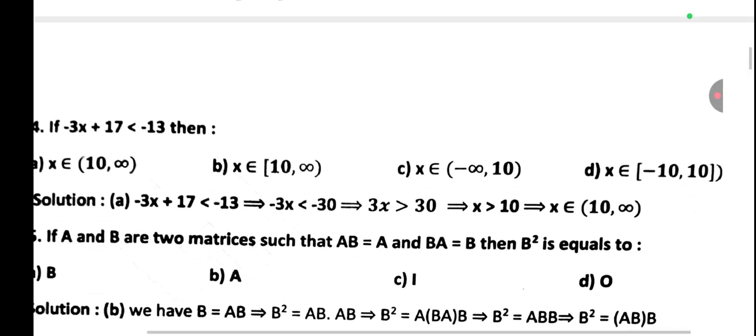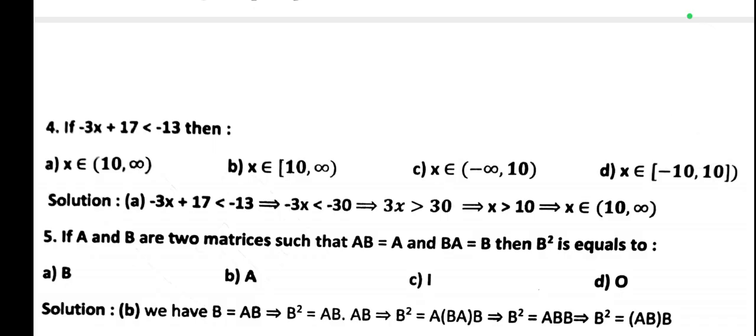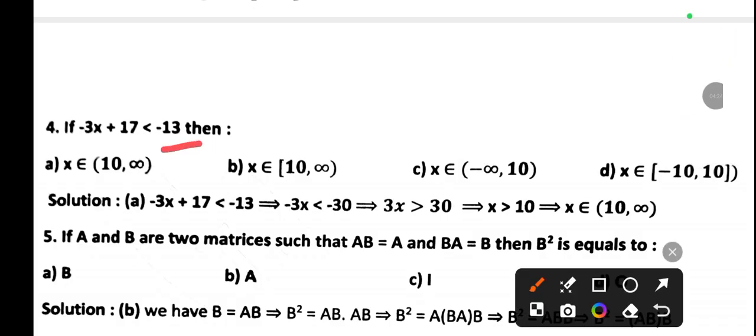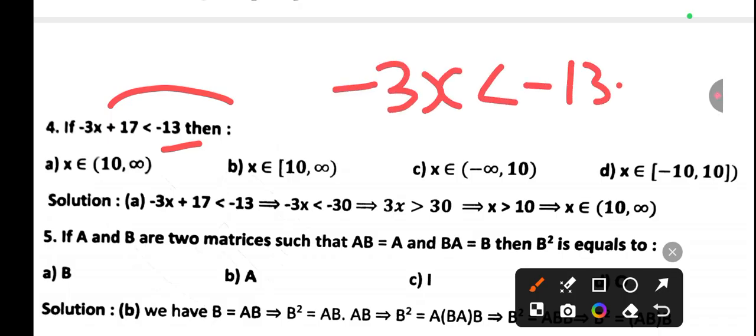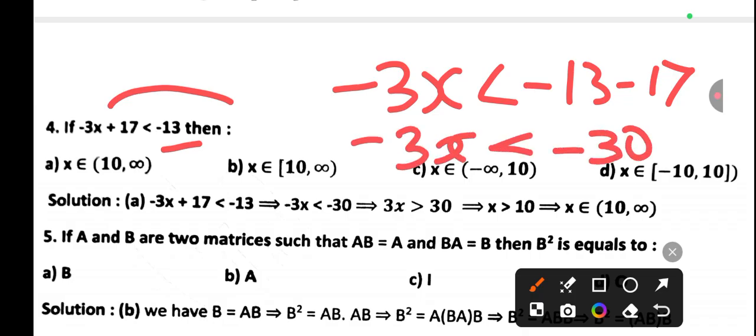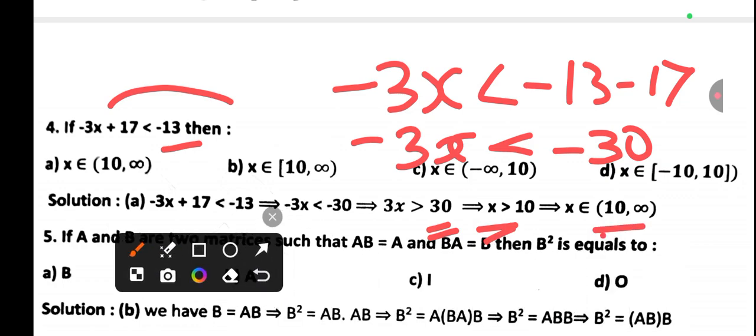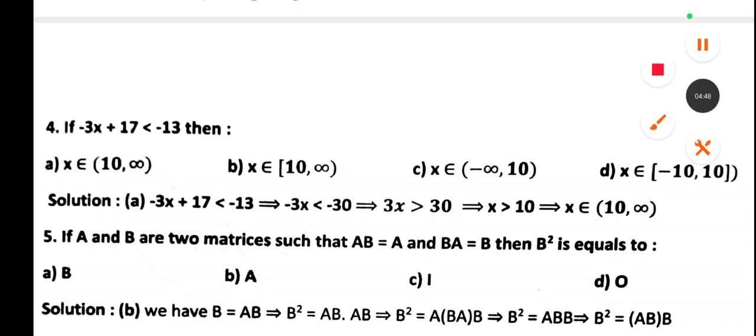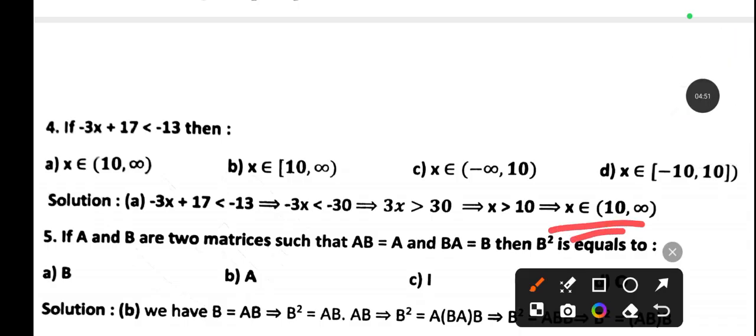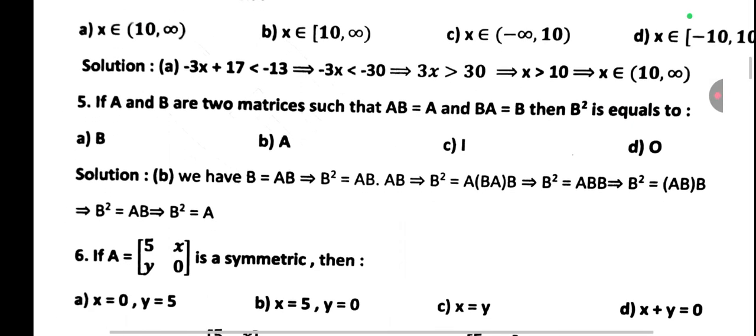So go with the fourth one, children. Minus 3x plus 17 is less than minus 13. Plus 17 goes to the other side as minus 17. Minus 3x is less than minus 13 minus 17, so minus 3x is less than minus 30. When the negative is removed, the inequality flips, so x is greater than 30 by 3, which is x greater than 10. So (10, infinity) is the answer. Since only the greater-than symbol is there, 10 is not included, so it is an open interval. Suppose the symbol were less than or equal to, then you would get a closed interval. So again I'm saying, open interval, closed interval, be careful.